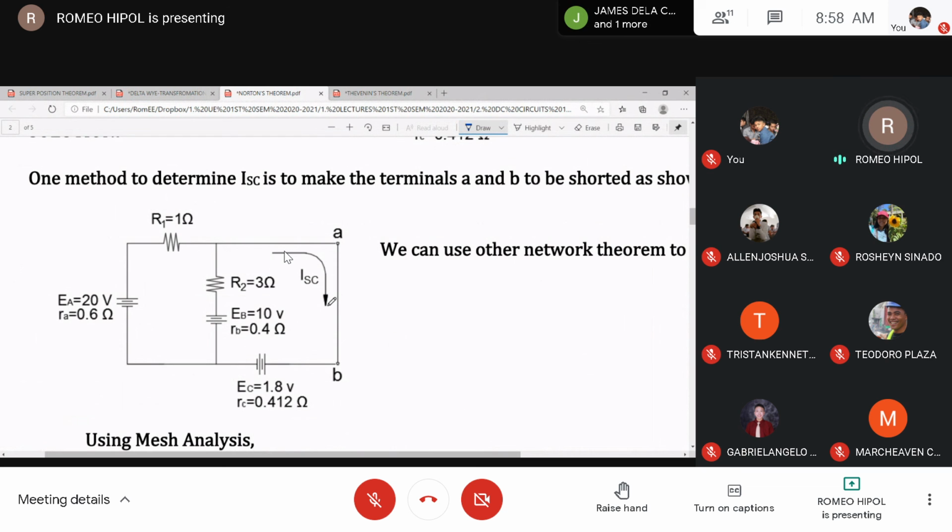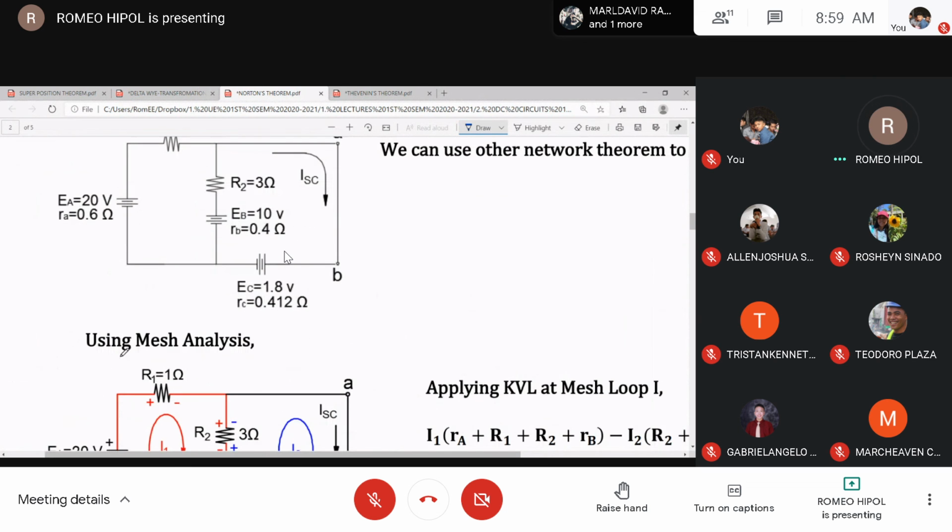So applicable lang to in this method yung Norton's theorem. Same with the Thevenin's to find the VTH. Pero actually sa Thevenin's theorem kasi ang kailangan nating i-compute is yung current flowing on the branches. So in this case, still, yung short circuit current yung hinahanap natin. So paano natin compute ito? We can use mesh analysis.